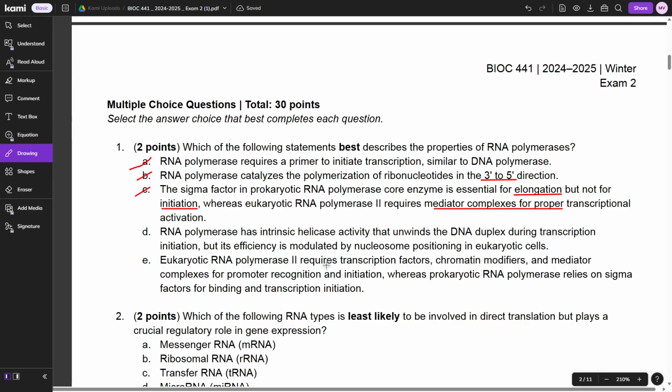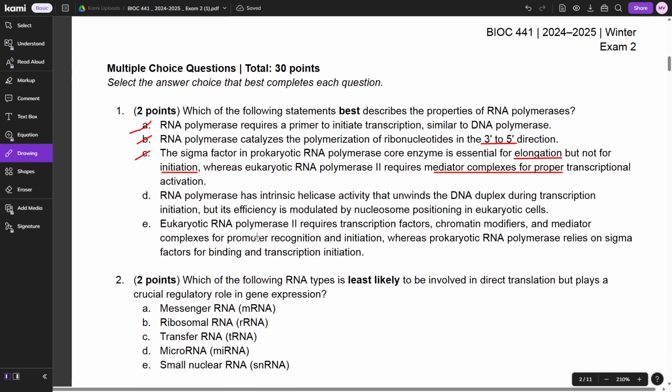Okay, I'm gonna be honest with you, that's a mouthful. Honestly, I could see that being right, so I'm just gonna go to the next answer and see if it's a better answer, and then if it's a better answer, I'll just pick that one. So eukaryotic RNA polymerase 2 requires transcription factors. Yeah, I know dang well that's true. It requires general transcription factors and a mediator for promoter recognition and initiation, where a prokaryotic just relies on sigma for binding, and that's it. I think E is a better answer than D.